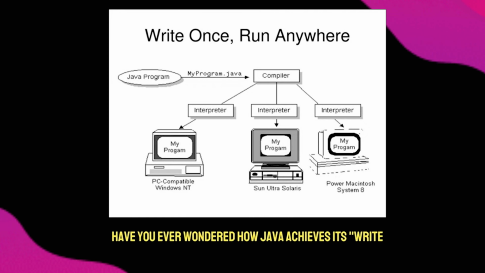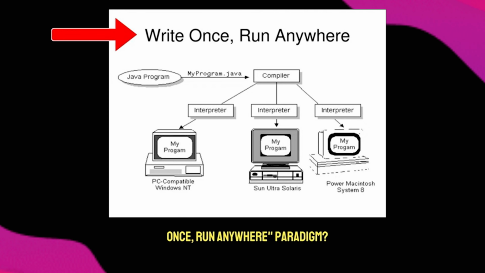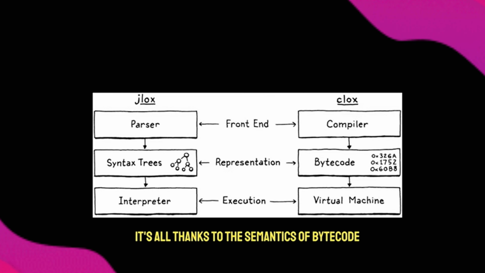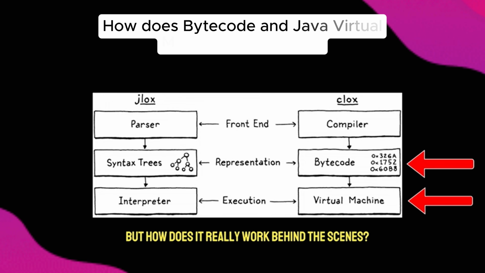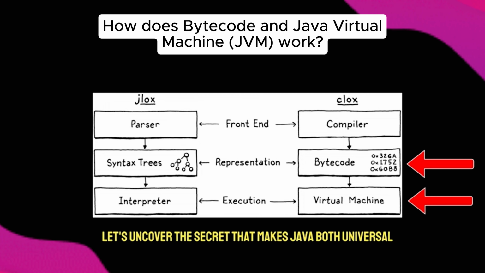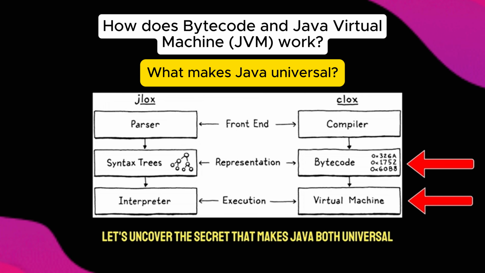Have you ever wondered how Java achieves its write once, run anywhere paradigm? It's all thanks to the semantics of bytecode and the power of the Java virtual machine. But how does it really work behind the scenes? Let's uncover the secret that makes Java both universal and efficient.